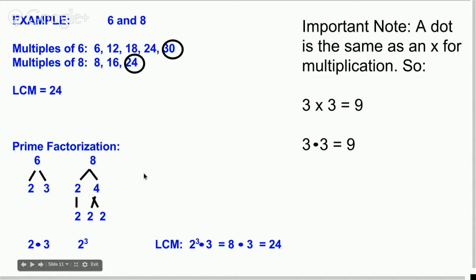We could also use prime factorization. So 6 can turn into 2 and 3. 8 can turn into 3 2s. Now this is the part that I was saying before, we're only going to use one. So both of these share a 2, right? So we got to get rid of one of those 2s, just one of them. Okay, so we share a 2, so get rid of one of those 2s. 3 times 2 times 2 times 2 gives us 24.